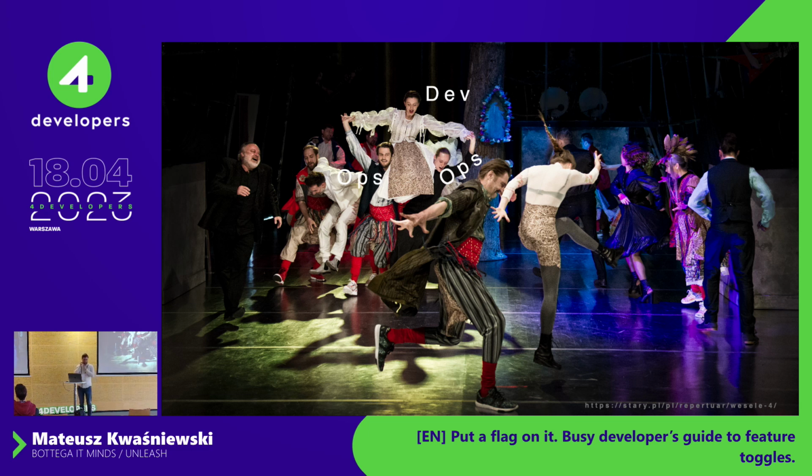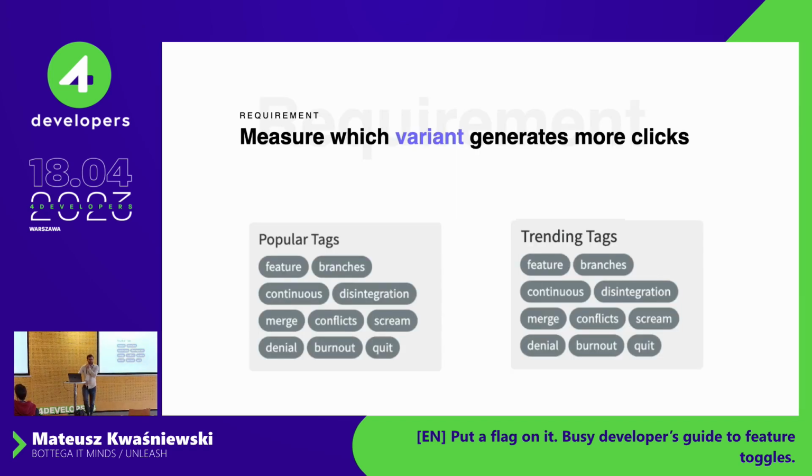They are dancing their happy DevOps dance. But now, the marketing dude wants to join the party. He's like, ooh, big dollar, huge dollar, big potential. I want to use those toggles and measure which of those two variants generates more clicks. Is it popular tags or is it trending tags? And I want to test it in production.